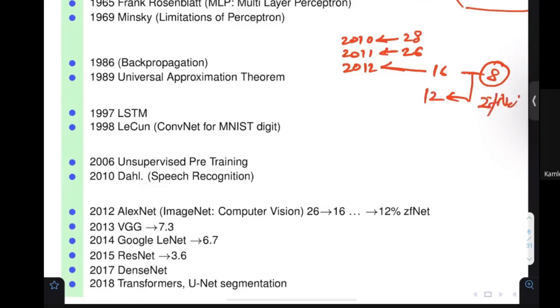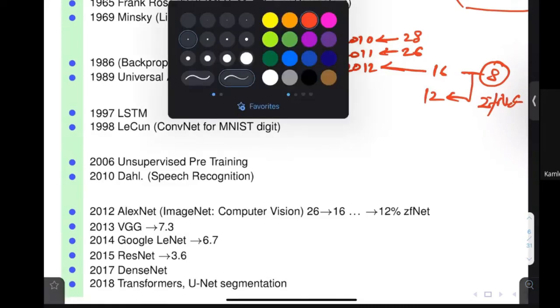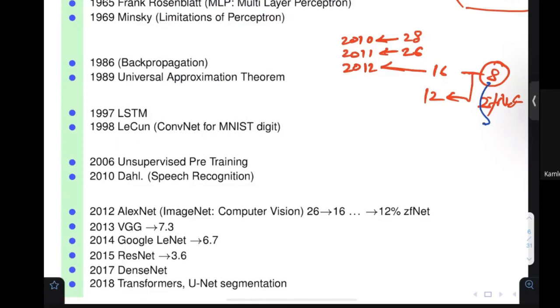ZFNet. So can you tell me what you would do if you were in this scenario? What would you do? You would definitely like to increase the number of layers. So why am I using 8 layers? Let me use 16 layers. Okay, VGG 16, and the error was reduced to 7.3% only.